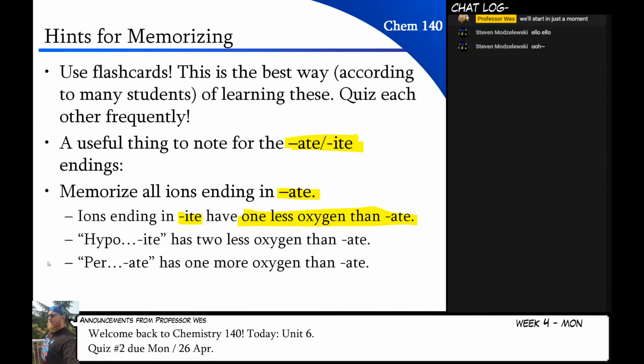So if you know nitrate, if you know this one, then you automatically know this one too. And my minus kind of got lost under that 3 there. Boop. There we go. And then hypo-ite has 2 fewer oxygen than ate, and then per-ate has 1 more oxygen. So you can get a whole bunch of them by memorizing everything that ends in ate.